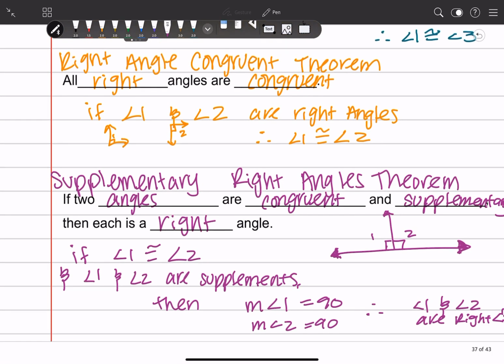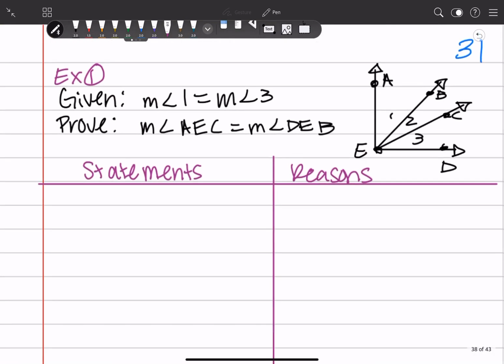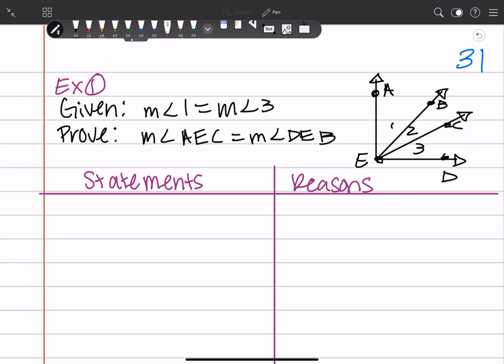So now we're going to use these to write our proofs. And those of you tuning in, some of you I had asked, you need to figure out example 1. Well, here it is. All right, so given example 1, the measure of angle 1 is equal to the measure of angle 3. So they've given us this part right here. And we need to prove that the measure of angle AEC, right here, I'm going to highlight it, AEC is congruent to DEB.